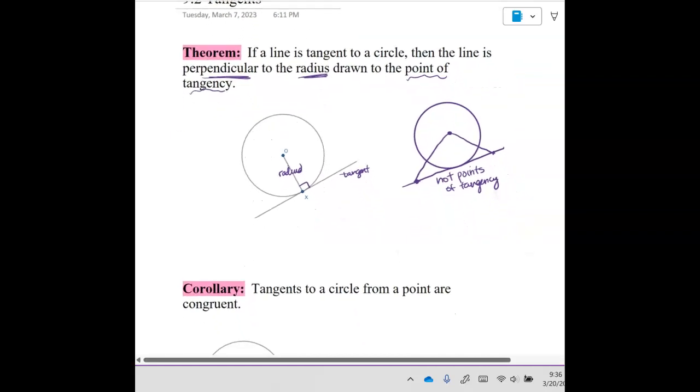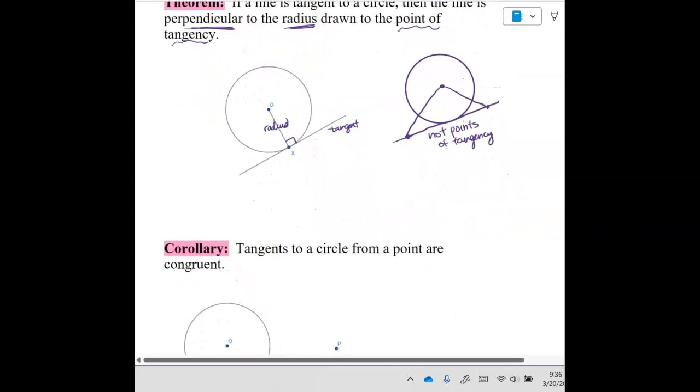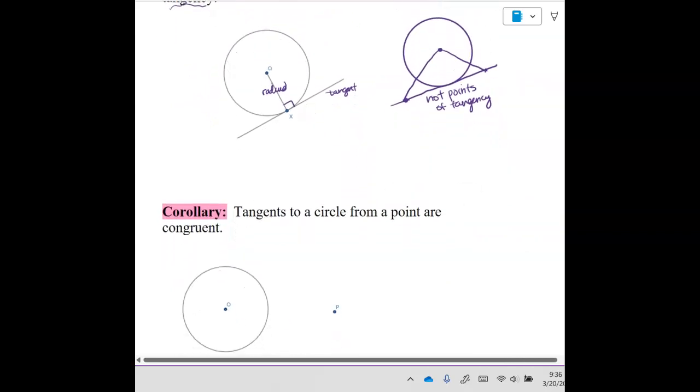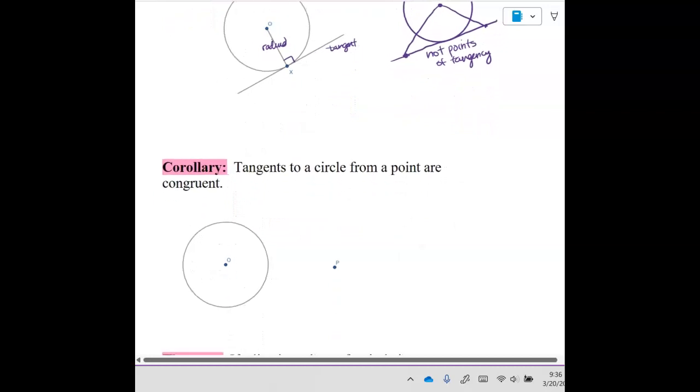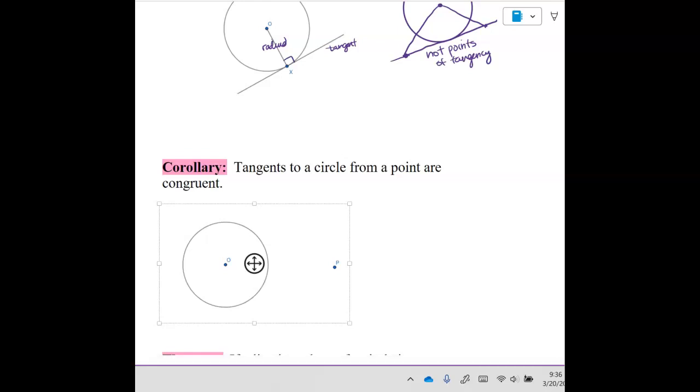All right, so let's keep going and talk about some other corollaries and theorems. So here, our corollary tells us that tangents to a circle from a point are going to be congruent. And here, these tangents can be segments. I do want to be clear about that. They don't always have to be lines. They can be segments.